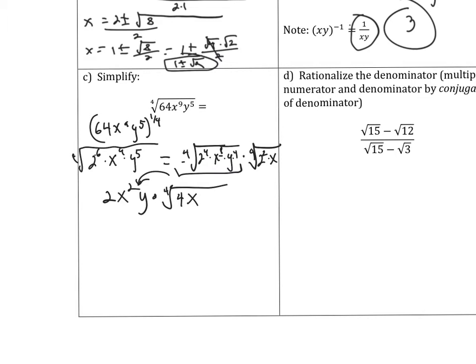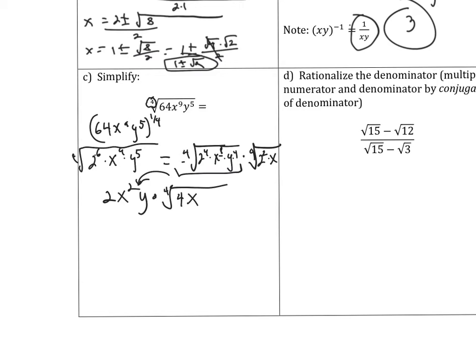Now, if this had been the cube root instead of the 4th root, then we would have done something different. We would have made this, let's say, x to the 6th, or we would have just left it x to the 9th, since that's divisible by 3. So it's going to depend on what this number is here, how we break it up.